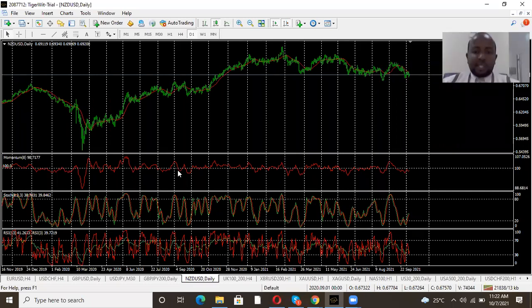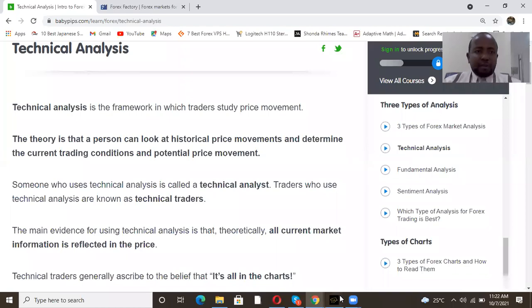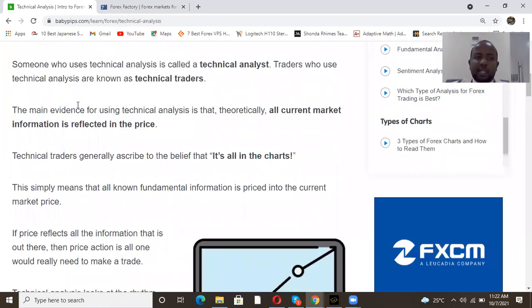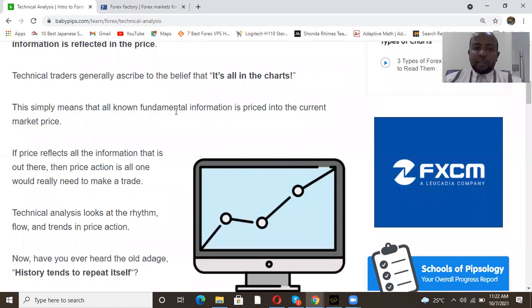And we'll be using this trading platform. We call it MT4. So we'll be using it to understand. So someone who uses technical analysis will be called a technical analyst. And those traders using technical analysis are known as technical traders. We are studying price movement. The premise of technical analysis is that theoretically all current market information is reflected in price. Technical traders generally ascribe to the belief that it's all in the chart. So this simply means that all fundamental information is priced into the current market price.